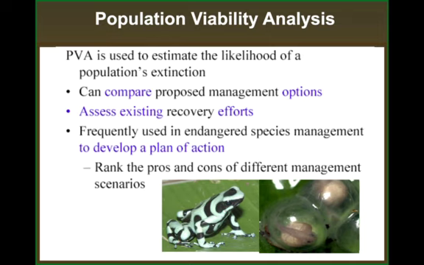Okay, you develop a model, and that helps guide you to develop a plan of action, whether it's what new data you need to collect or what actions you actually need to step in and take. Importantly, it allows you to rank the pros and cons of different management scenarios. Okay, and we're going to see some case examples of that today.